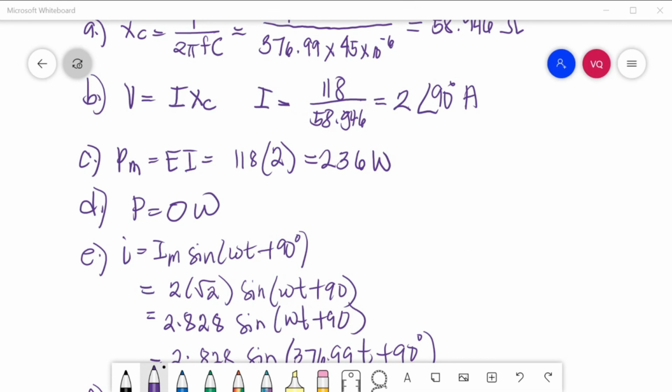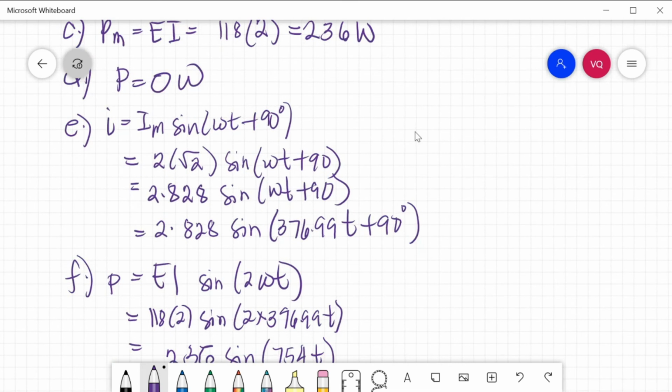For the maximum power, Pm is equal to EI, that is 118 times 2, equal to 236 watts. Average power is equal to EI cosine theta. Our theta is 90 degrees. Cosine 90 is 0. That's why we have 0 watts in P average.